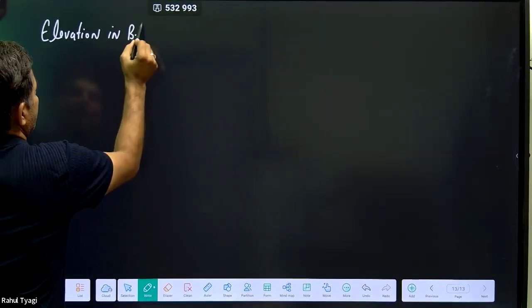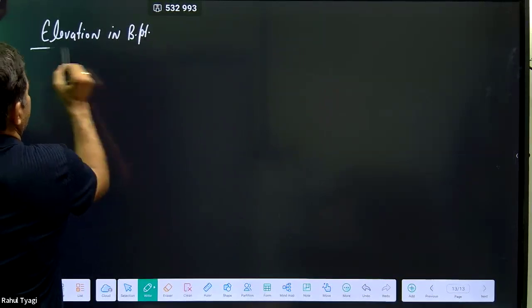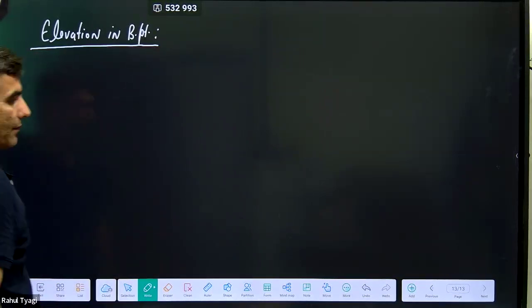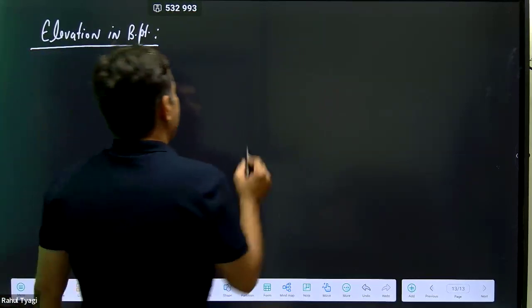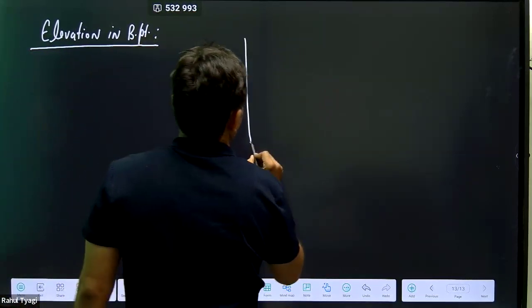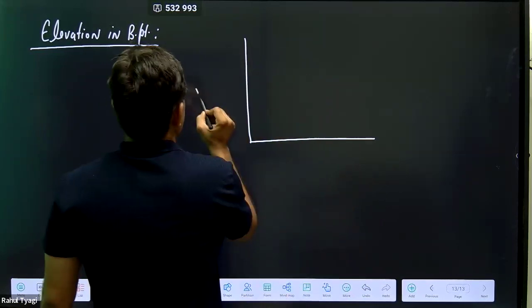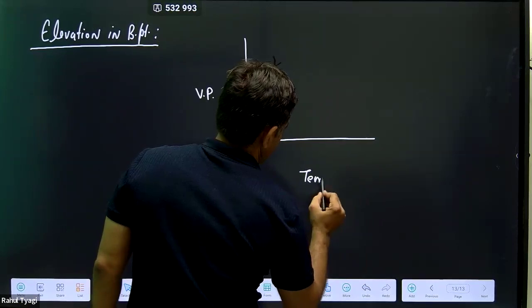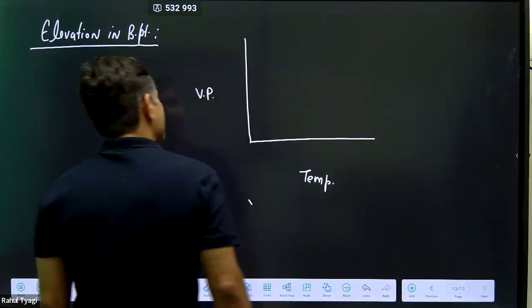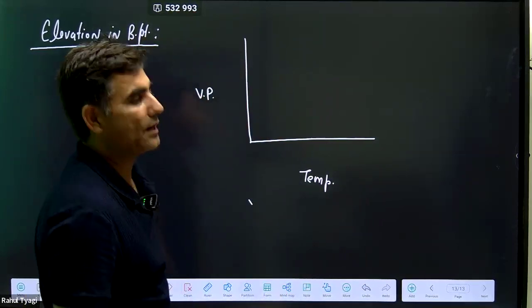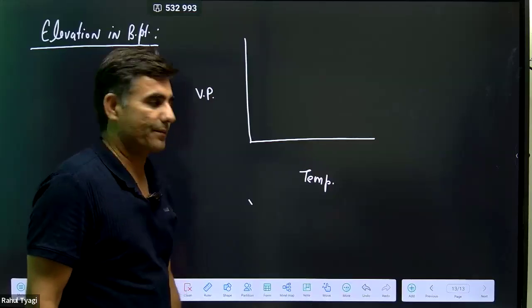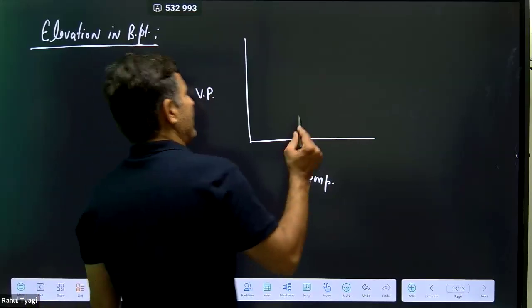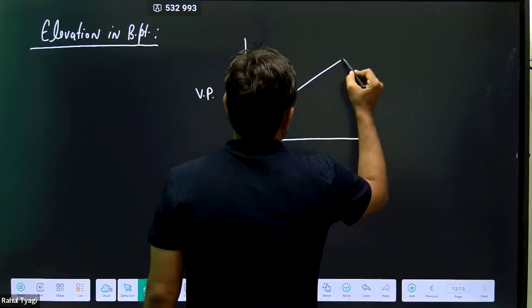Elevation in boiling point. What happens in boiling point? See, suppose this is the vapor pressure and this is the temperature. On the x-axis there is temperature, and on the y-axis there is vapor pressure. If I plot a graph, the graph would be like that.